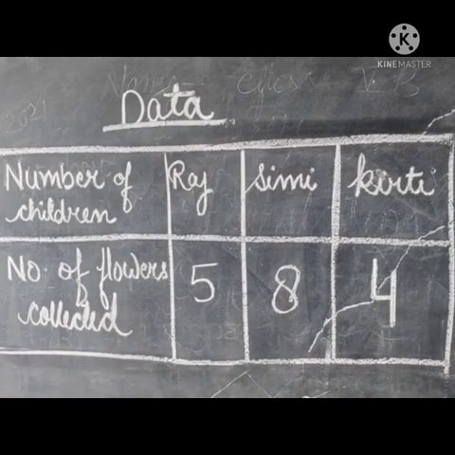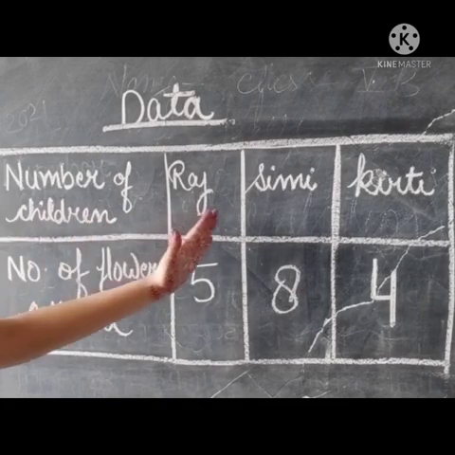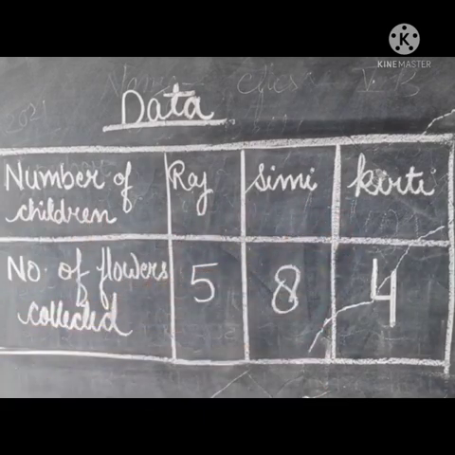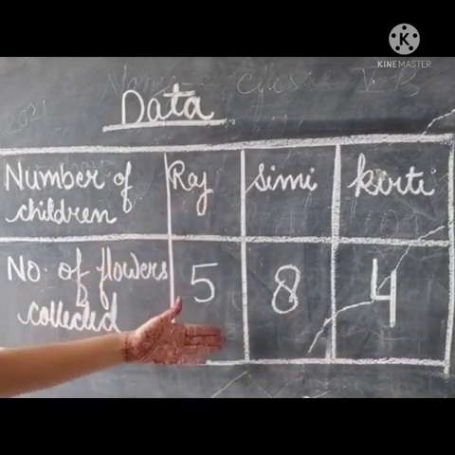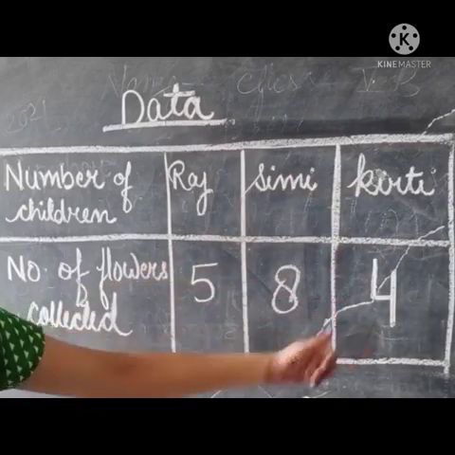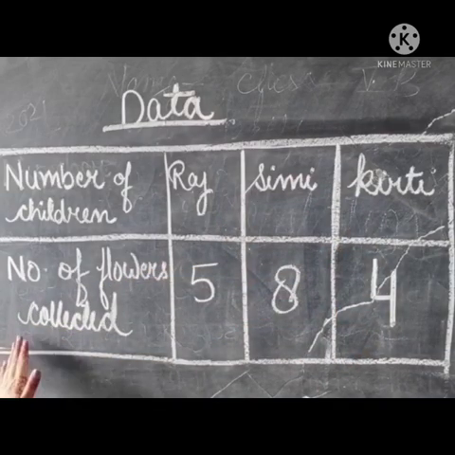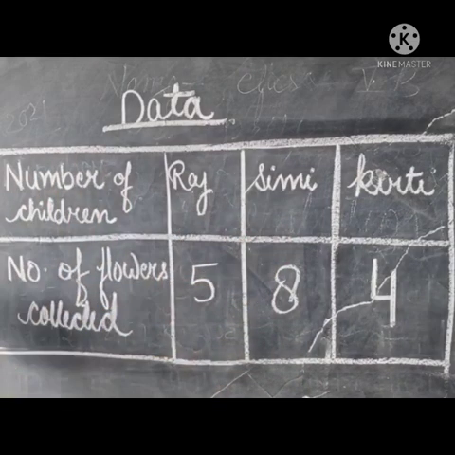By looking at this data you must have made some conclusions: these are the number of children and their names, and these are the numbers of flowers collected by Raj, by Simi, and by Kirti. So these are the number of flowers collected by these children. So here we have some data.